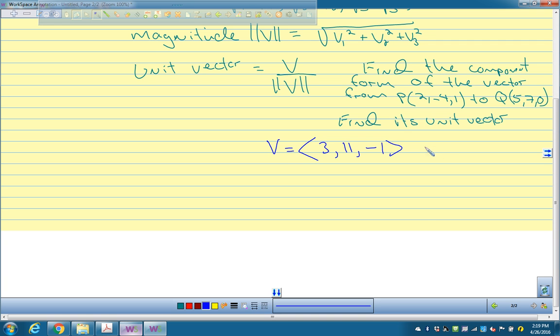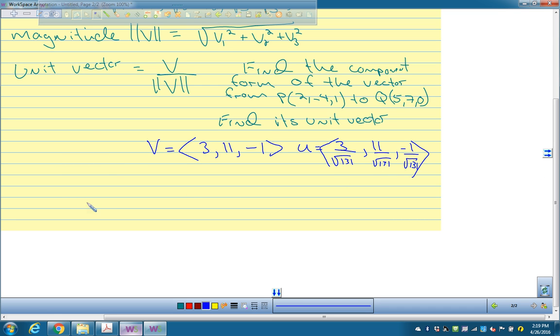And then the unit vector, what's the unit vector? Who's got the unit vector? Go ahead, Jack. So 3 over the square root of 131. Very good. If you don't know how we got that, he took 3 squared, 11 squared, and 1 squared, added them all together, took the square root. Keep going. 11 over the square root of 131 and -1 over the square root of 131. And you would put these kind of brackets around that too.